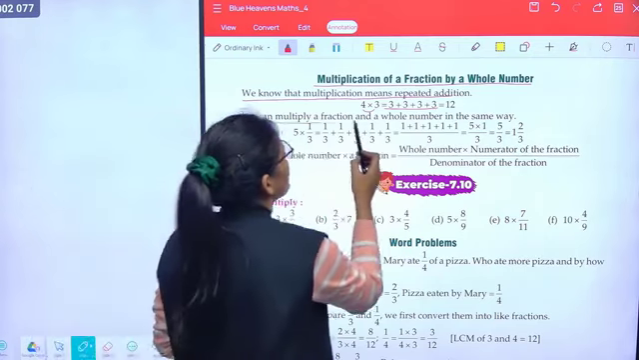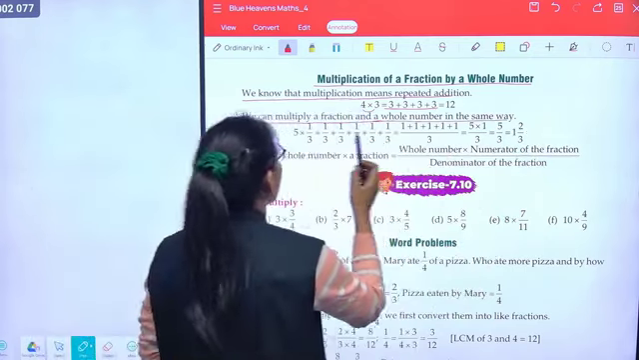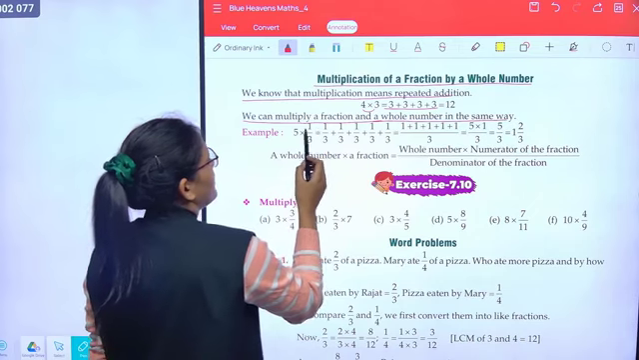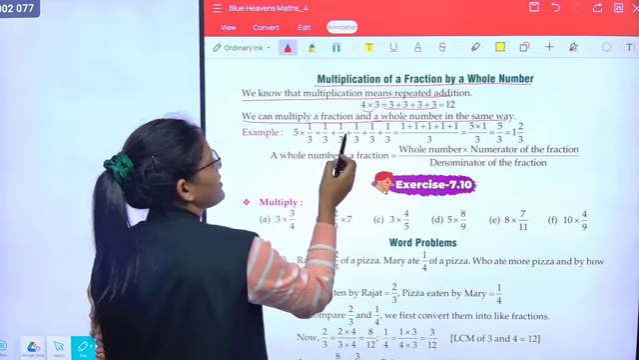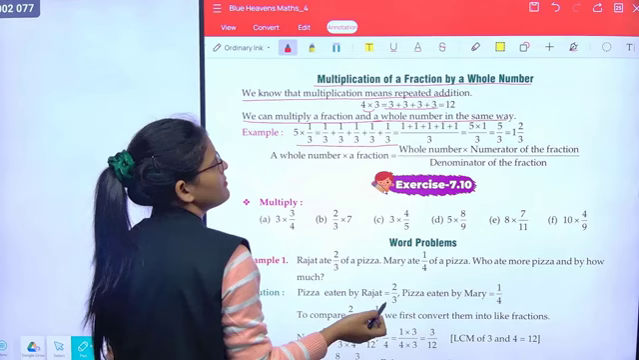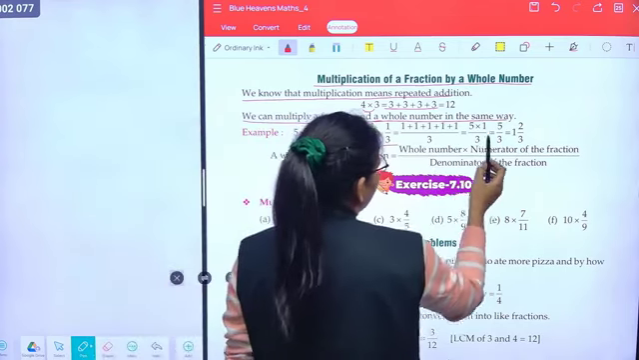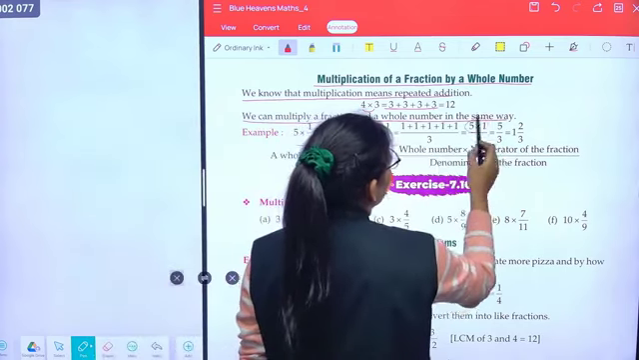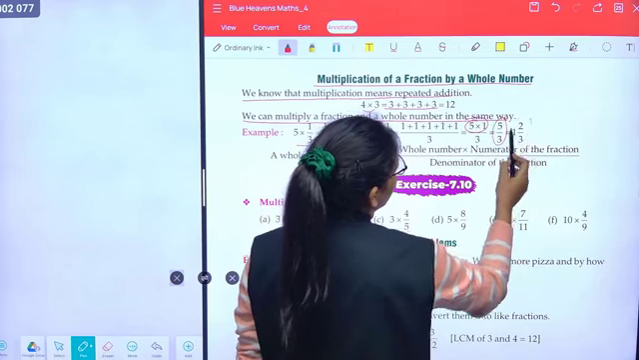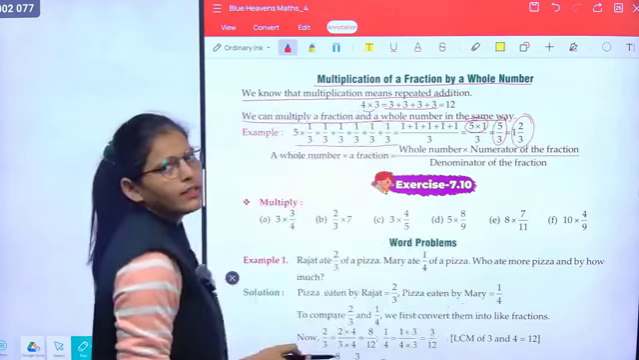Now we can multiply a fraction and a whole number in the same way. 1/3 plus हम क्या करेंगे? इसको 5 times प्लस कर देंगे. मीन्स 5 multiply by 1, 5/3. So that is 1 2/3.